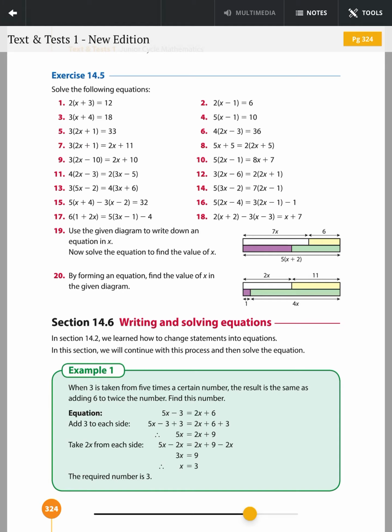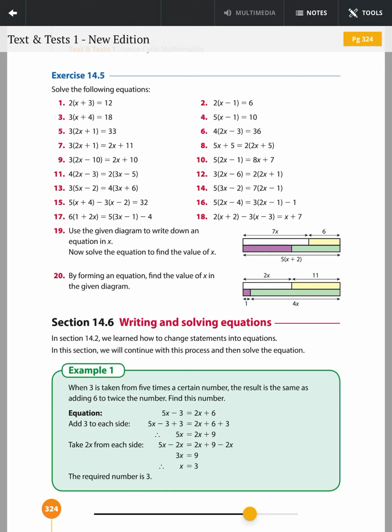Now, we're going to move on to the last section of this chapter, and we're looking at writing and solving equations. So let's look at the first example here, and then I'm going to do a number of examples for you, and I'm going to give you till Wednesday then, lads, to do your homework, all right? Because these can be quite tricky, and I want you to take your time with them and try and get them right.